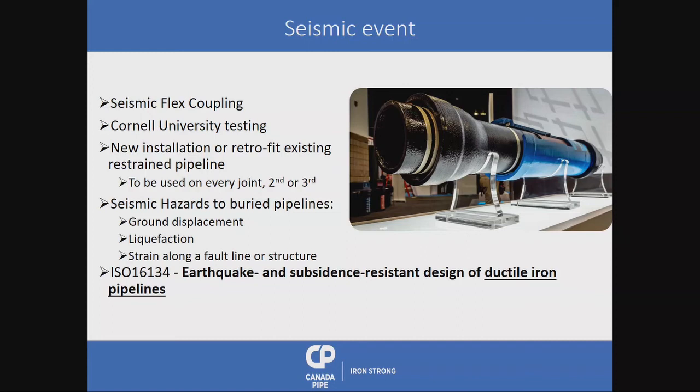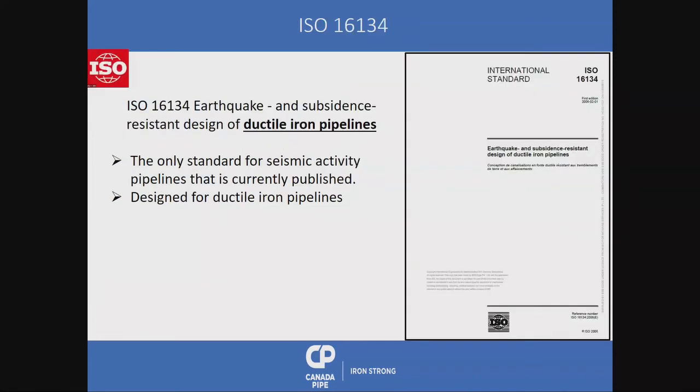It's Cornell University tested. We can do new installations, and we actually can do retrofit installations, which is really important because there's a lot of other ductile companies out there that will do a seismic line, and it has to be a new line, so it has to be new construction. We can actually do both. It all matches the ISO standard, which is 16134. It's an international standard for ductile iron earthquake resistant pipes.